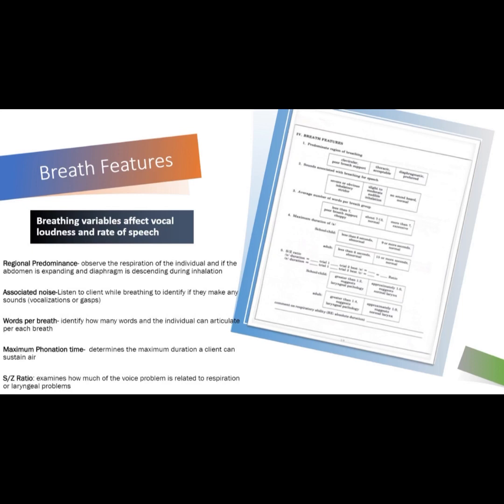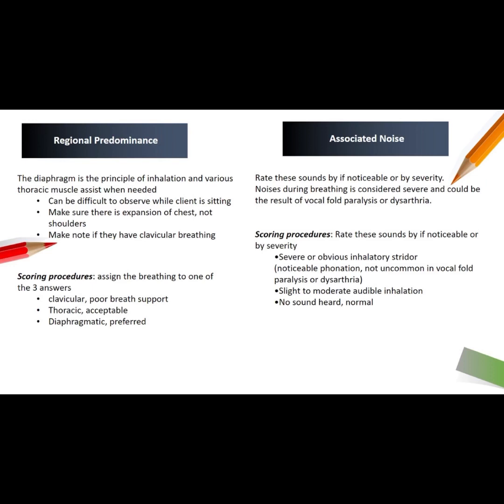Regional predominance, associated noise, words per breath, maximum phonation time, S and Z ratio are being assessed. In regional predominance, the diaphragm is the principle of inhalation and various thoracic muscles assist when needed. It can be difficult to observe while the client is sitting. Make sure that there is expansion of the chest, not shoulders. Make note if they have clavicular breathing. The predominant region of breathing will be scored as clavicular, poor breath support, thoracic acceptable, or diaphragmic preferred.